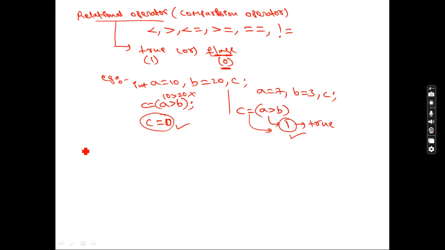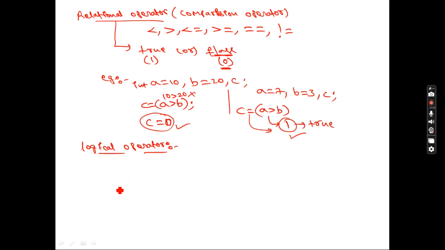And the next one is logical operators. The relational operators can compare two things only, two variables only. It cannot compare more than two variables. That is a very important point you need to remember. So next we are going to discuss logical operators. Sir, what is the meaning of logical operator? Sir, I will be showing you.